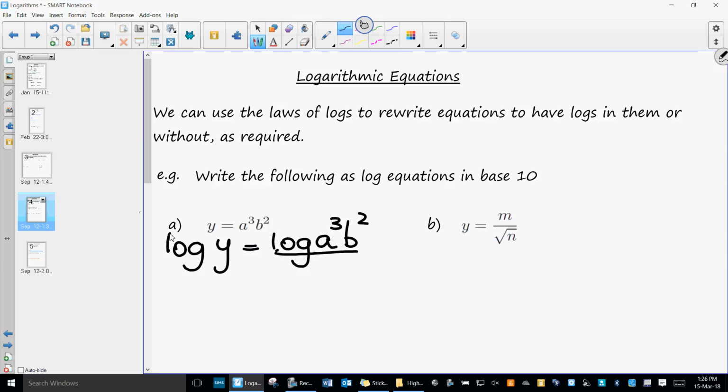Would it be log a cubed and then log b squared? Like multiply them together? Almost. Or added together? Yes. Why would it be added together? Adding logs, you said it's like the log. Yes, because remember our log A plus log B rule was log of AB.